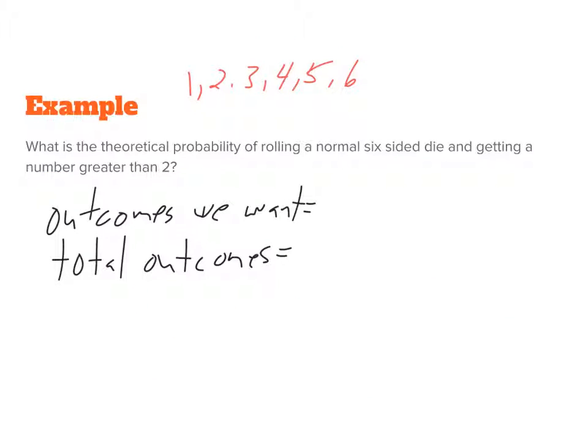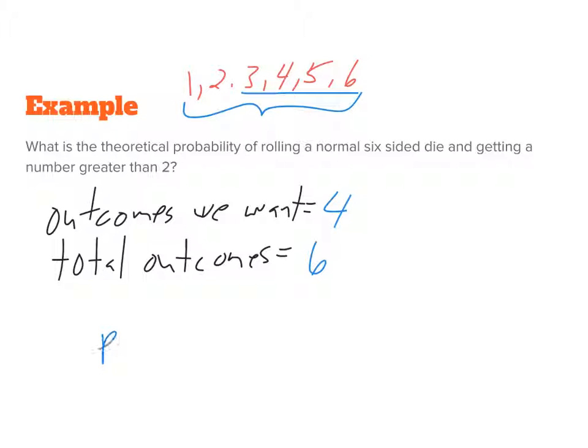Okay, so next we've got the theoretical probability of rolling a normal 6-sided die and getting a number greater than 2. Well, if we're looking at all of the numbers between 1 and 6, the ones that are greater than 2, there's 4 of them. Okay, 3, 4, 5, and 6. All of those are greater than 2. So those are all ones that we want to have happen. And again, the total is 6.